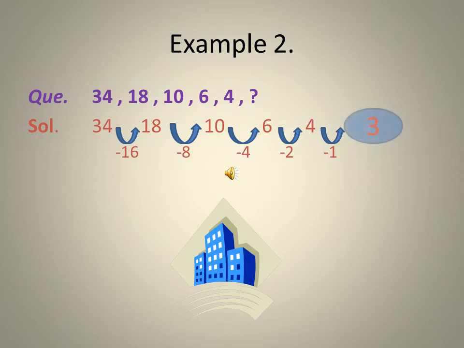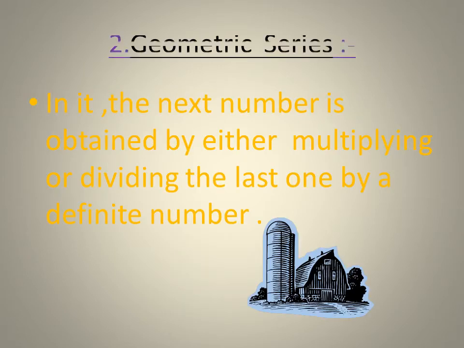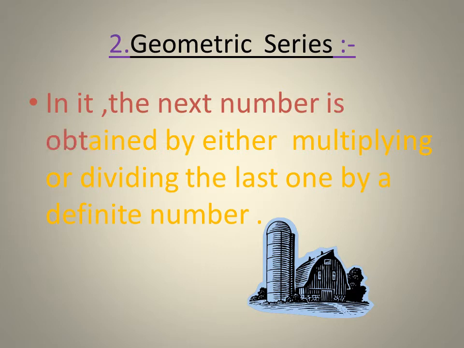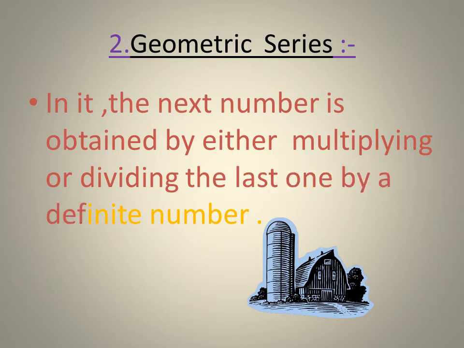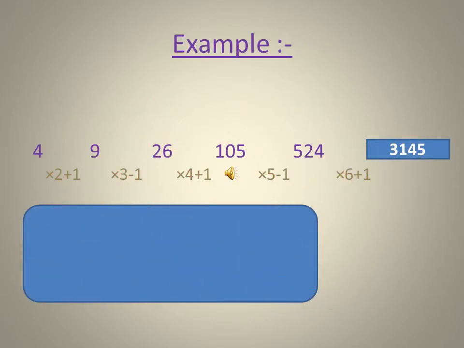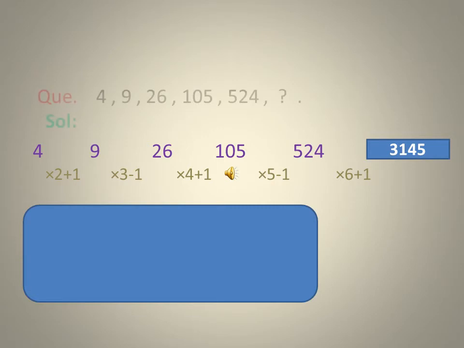Now the second type is geometric series. In it, the next number is obtained by either multiplying or dividing the last one by a definite number. This is the general information about it. Now an example: 4, 9, 26, 105, 524 and again a question mark. How do we find it?